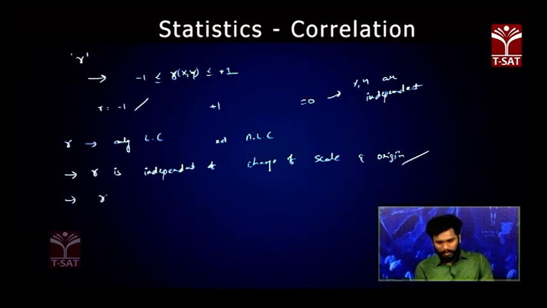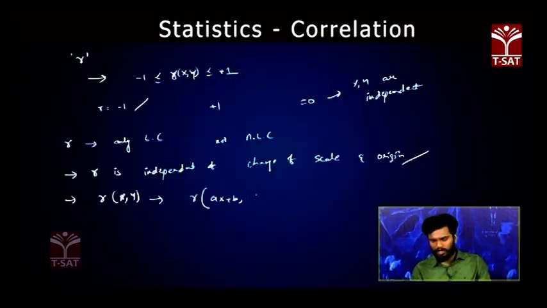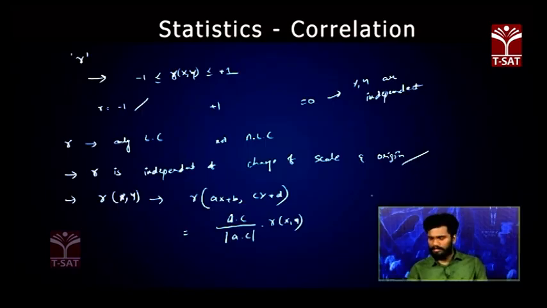I repeat. So r is independent of change of scale and origin. Now r of x comma y is the correlation coefficient between x and y. Now if I transform my random variables x and y to ax plus b comma cy plus d, what will be the correlation coefficient for these new random variables? It will be equal to a into c by mod a into c into r of x comma y. Now if a and c are of the same sign, that is a comma c is greater than 0, then it will be the same r of x comma y.